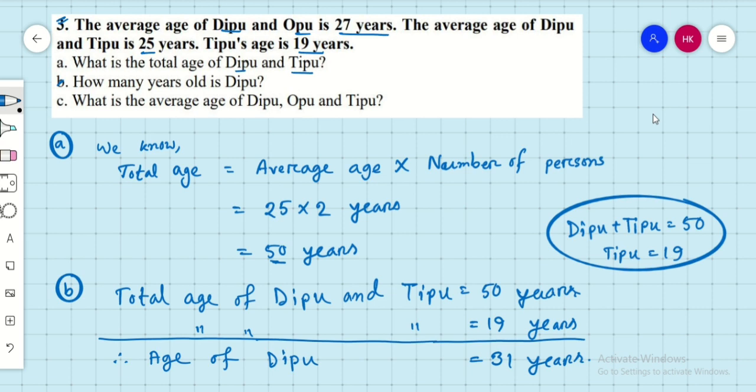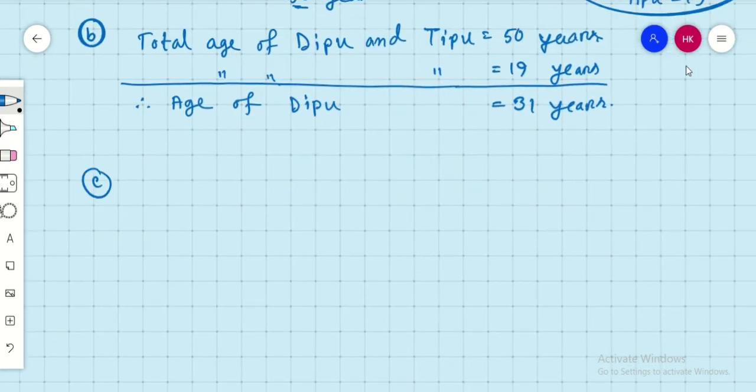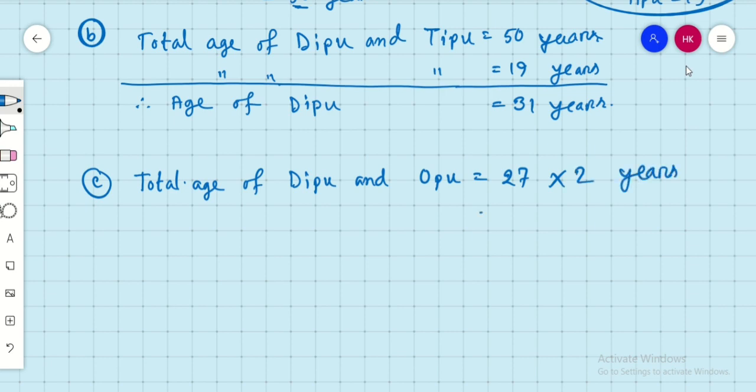If we subtract, we just get the answer. I hope you understand. Now we move to our next question. What is the average age of Deepu, Opu and Tipu? So we now know the age of Deepu and Tipu, but we don't know the age of Opu. Now at first we want to find the age of Opu. So here we can write total age of Deepu and Opu is equal to 27 times 2 years, because their average age is 27. There are two persons, so 27 times 2 will be their total age, 54 years.